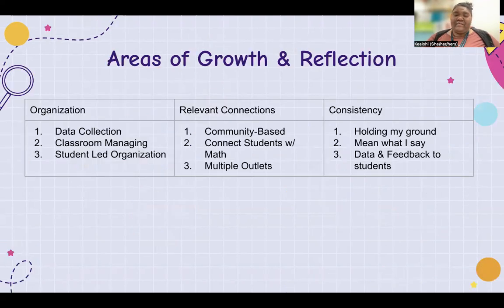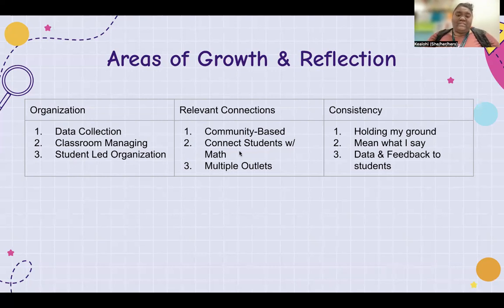And so the areas in growth and reflection, my reflection, in organization, I feel I need to do better in data collecting, classroom managing, and student-led organization. So where students are a little bit more hands-on in the organization of their classroom, the way that it's running, the way that like having jobs in the classroom, just so that they feel like they have that control, but also I'm more of a mentor, like, hey, stay within these guidelines and you'll be fine. And you guys take the reins while also having them run the classroom.